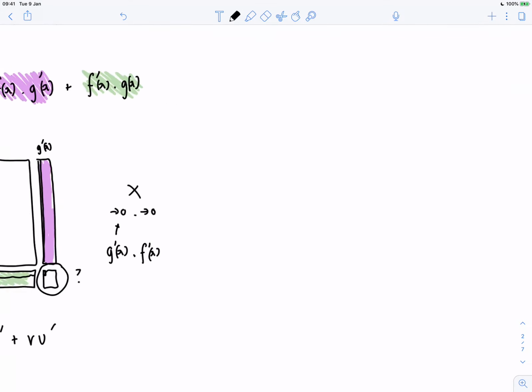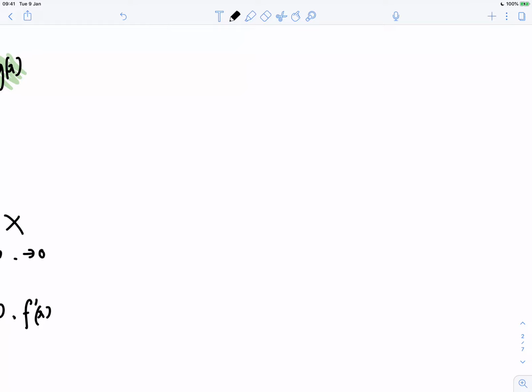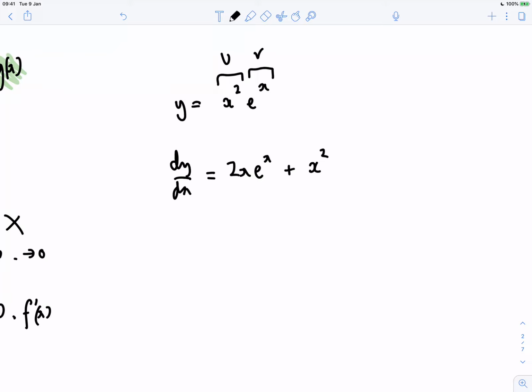So an example of this is, let's say y is x squared times e to the x, and I want to find dy by dx. Well, here I've got a function, u, being multiplied by another function, e to the x. So I'll differentiate the u, which is 2x, and leave the v alone, which is e to the x, plus leave the u alone, which is x squared, times v differentiated, and e to the x stays the same, so it's just e to the x.